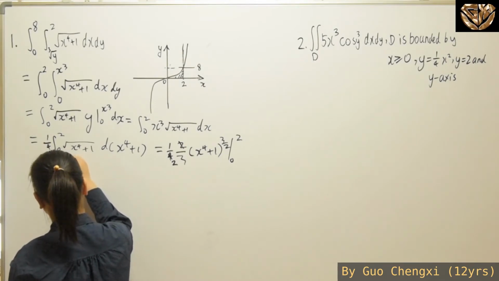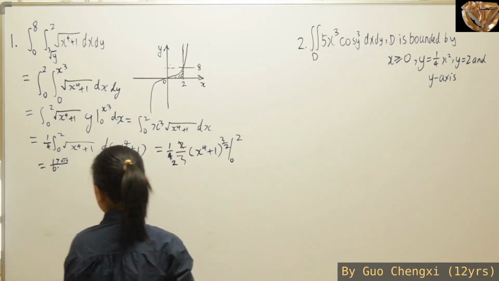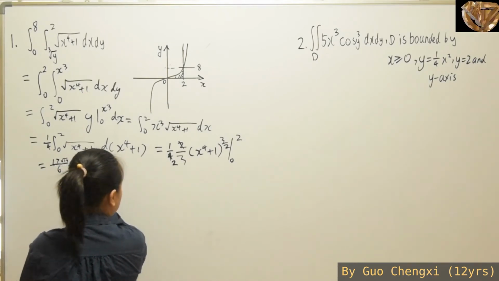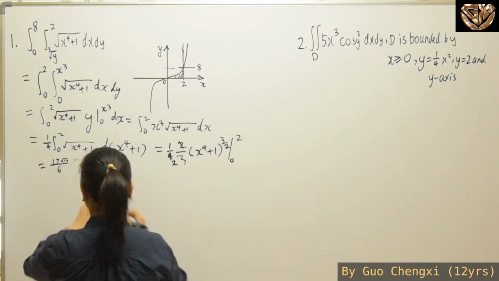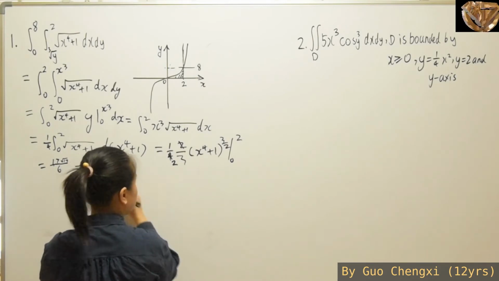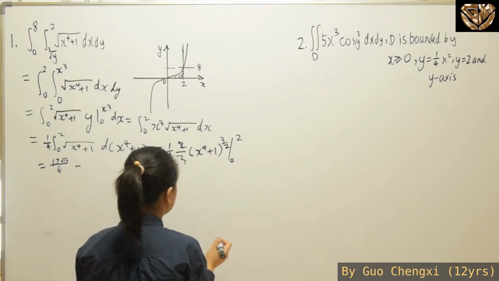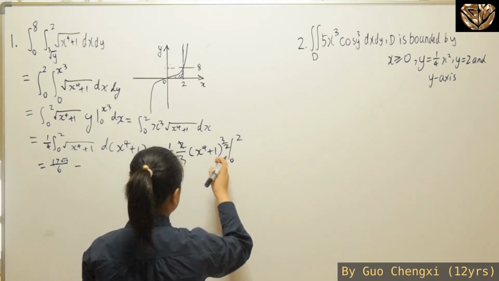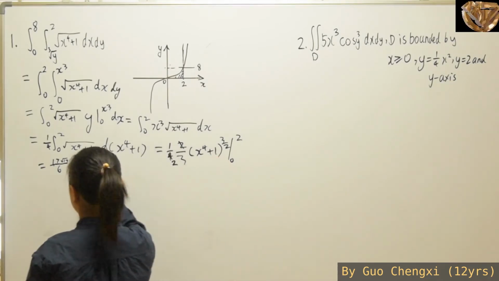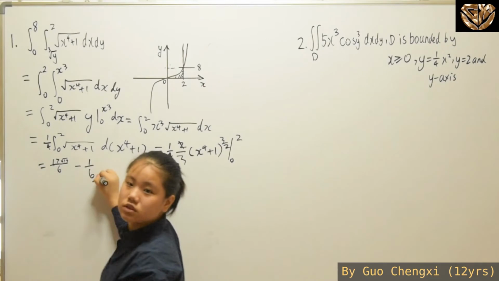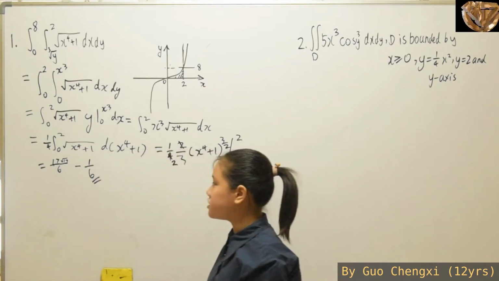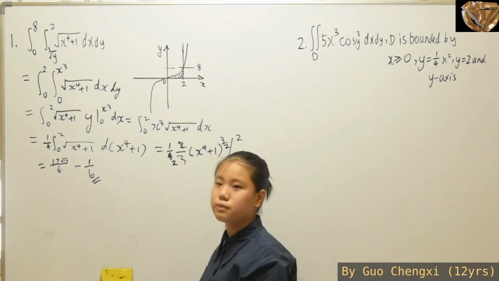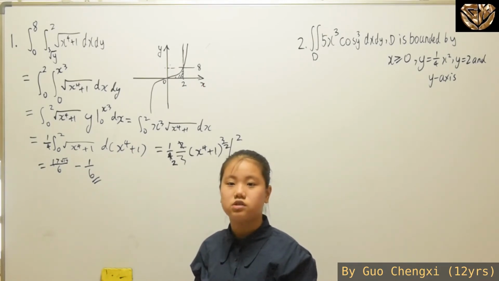Well, for the other part, when you substitute 0 inside, it's just going to be 1, so it's just going to be 1 over 6. Okay, and this is the result we get: 17 square root 17 over 6 minus 1 over 6.